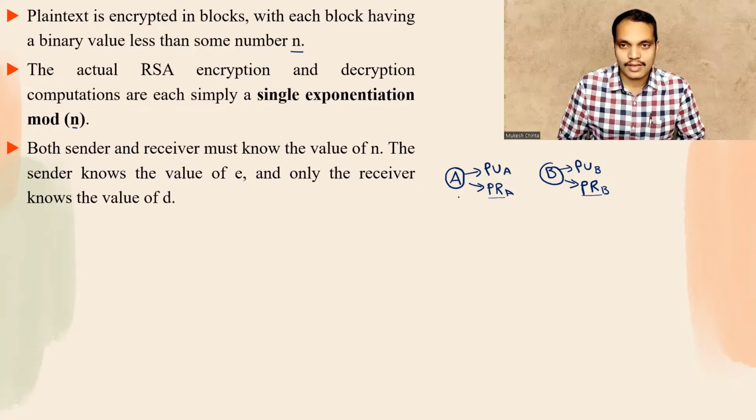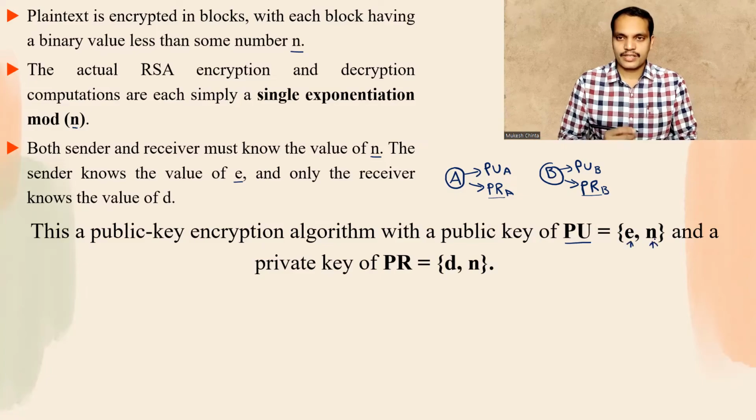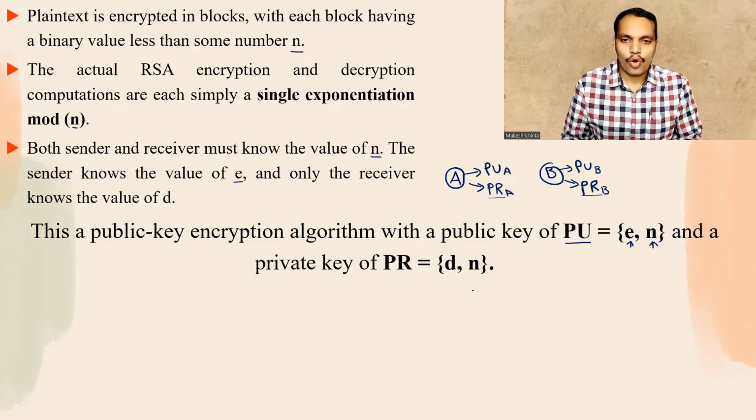In RSA, n is known to everyone, and e can also be known. The combination of e and n forms the public key for a user, and the combination of d comma n forms the private key. Though the values of e and n are known to everyone, it must be such that an attacker should not be able to guess what the value of d is.